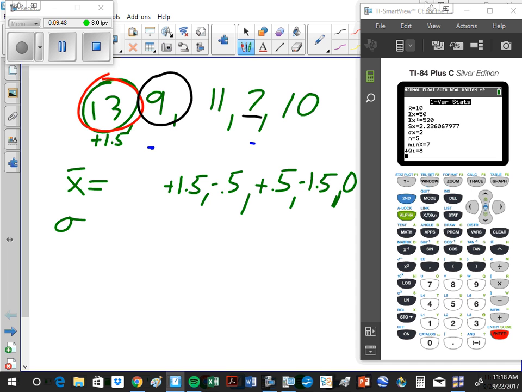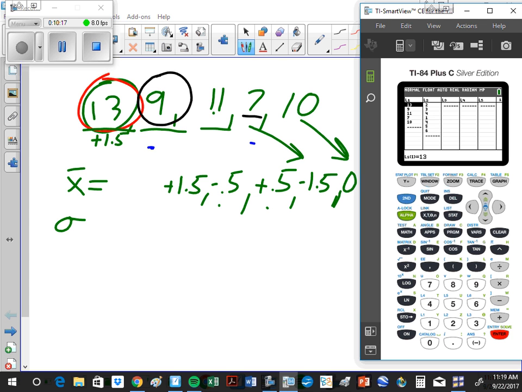So, if we look at this one, converted was 1.5. This one converted was minus 0.5. This one converted is 0.5, negative 1.5, and 0. Okay, so we're going to put those in our calculator and run the one variable stat again. Let me plug these in and I'll talk about it.